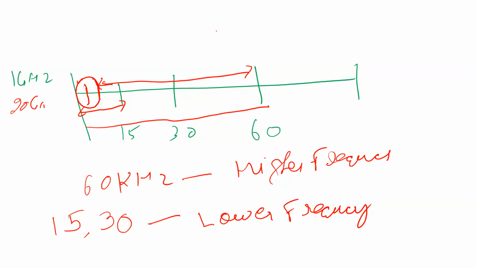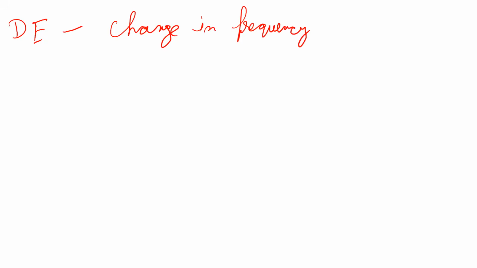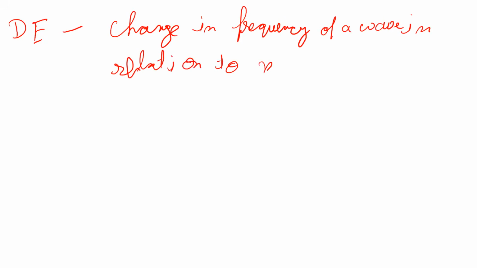Okay, somebody asked me, can you please explain the equation again? So basically, what is Doppler effect? Doppler effect is the change in frequency of a wave in relation to a moving observer.